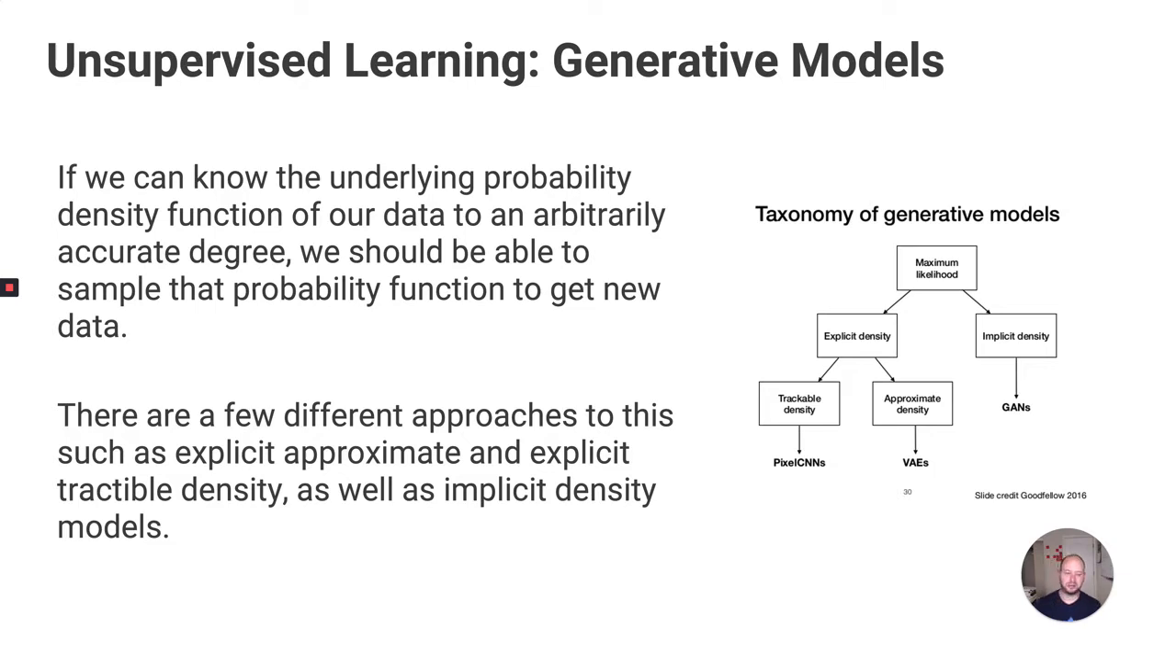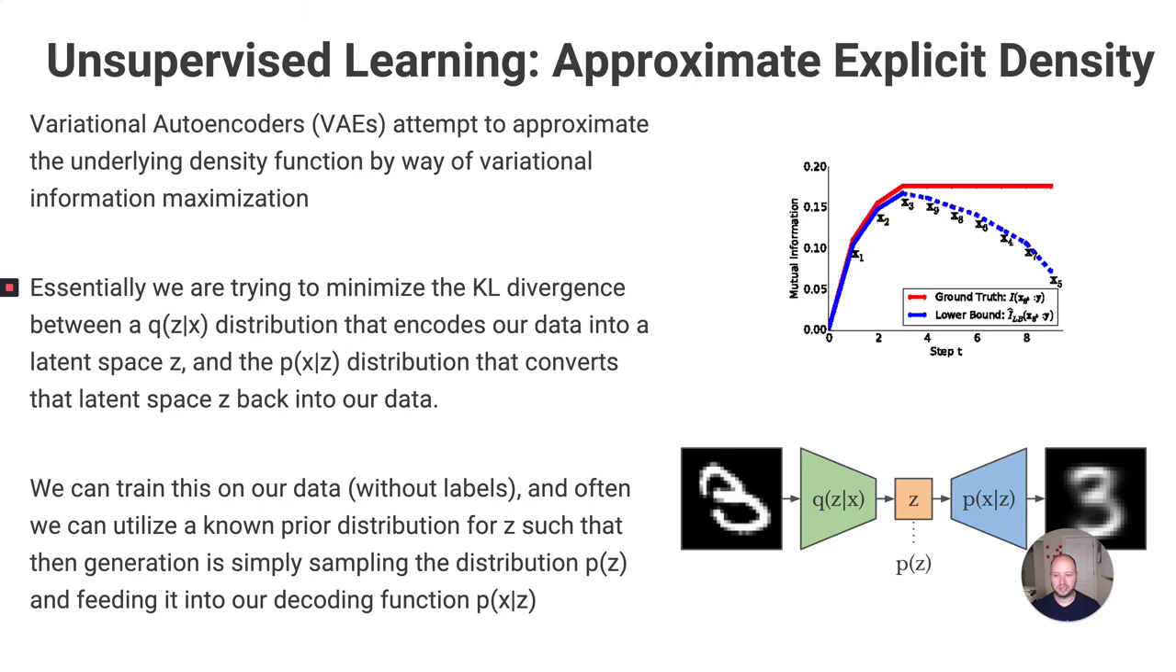And explicit further diversifies into two different kinds of approaches, one of which is a tractable density approach, where we're literally calculating the density function directly and applying it, generally in an autoregressive fashion, or we are approximating it, which is the case in variational autoencoders, and we'll talk about that in this lecture. So let's talk first about approximate explicit density functions.